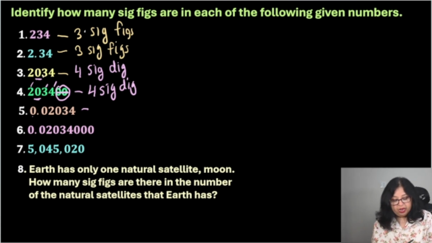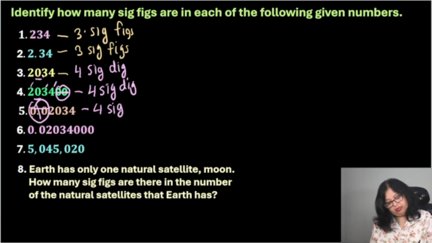Number 5. Now this one has 2 leading zeros, and leading zeros are never significant. So if you take out the leading zeros, then we're left with 2034, and therefore it has 4 significant digits.